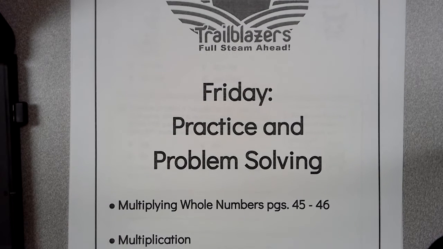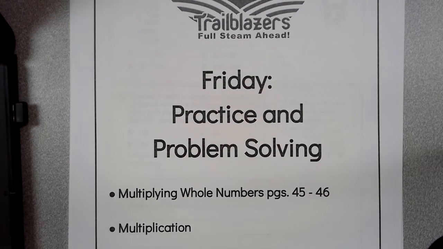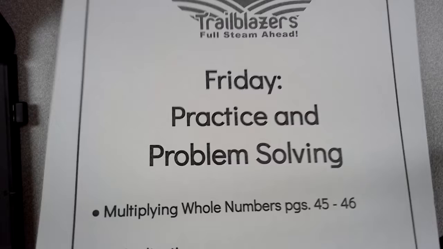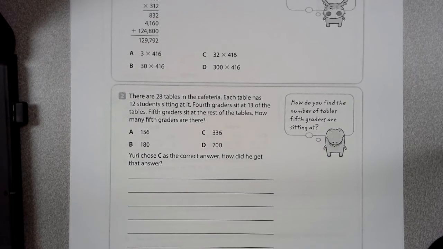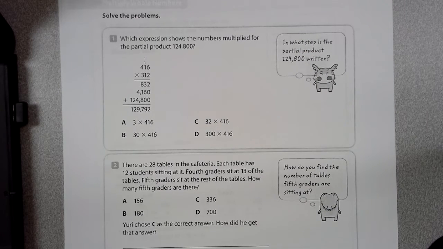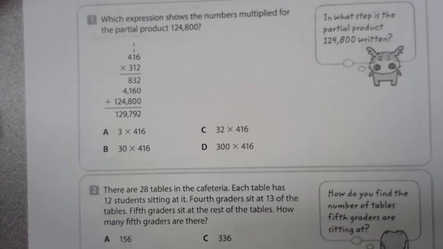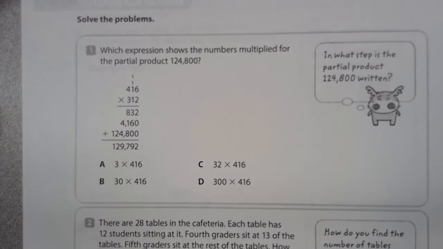Here we go. Okay, this is Friday's practice and problem solving. We're going to be multiplying whole numbers, which is on pages 45 through 46, and then you're going to be practicing some more multiplication. I'm going to go through each of the four problems. I'm going to explain the problem, but I'm not going to work it out for you. Okay? So I'm going to zoom. I can't literally zoom, I can bring that down a little bit.